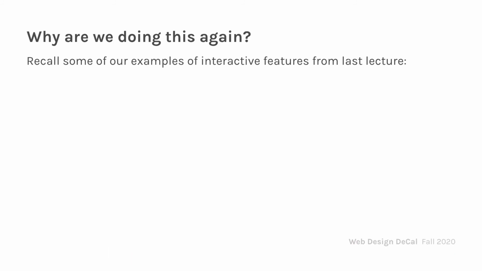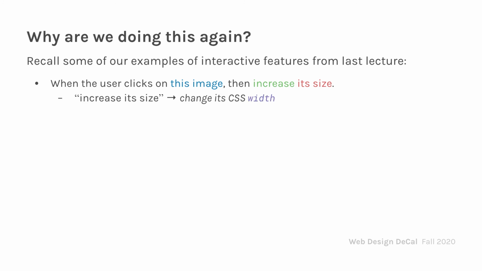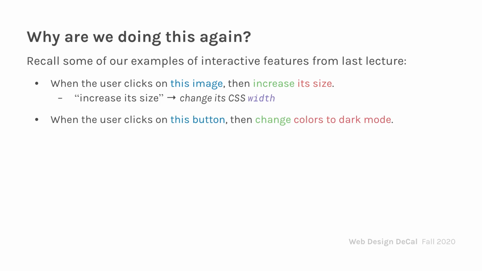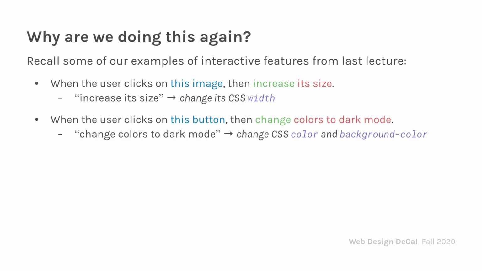So why are we doing this again? Let's recall some examples of interactive features from our last lecture. When a user clicks on an image on the page, we want to increase its size. To increase the size, what we mean in code is that we want to change the CSS width or height, either works. Also, when the user clicks on this button, then change colors to dark mode. What we actually mean in code is change the CSS color and background color of whatever you want to change.